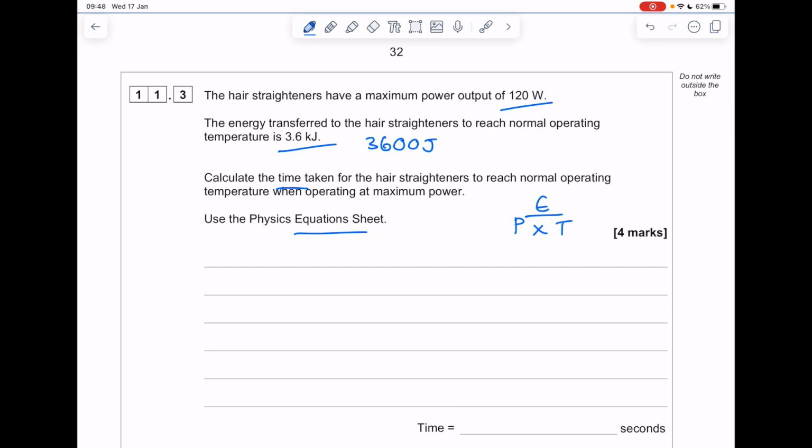So we need to use time is energy divided by power. Be careful with those units. We need it in the standard energy unit of joules. The power we've been told is 120. The answer here is 30 seconds.